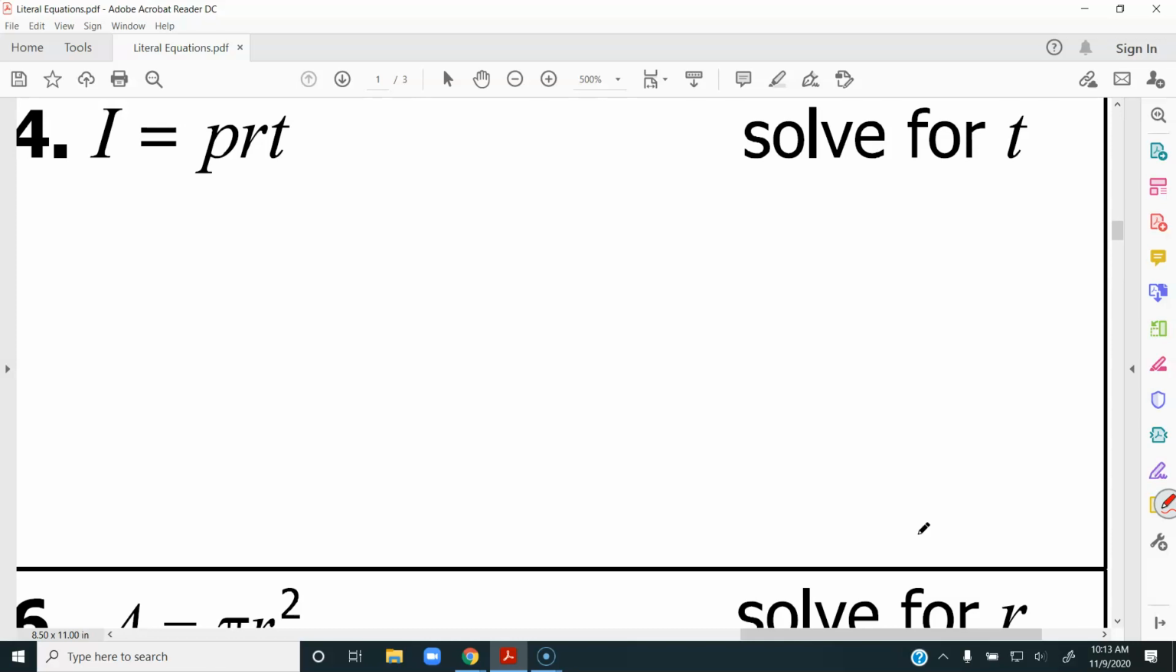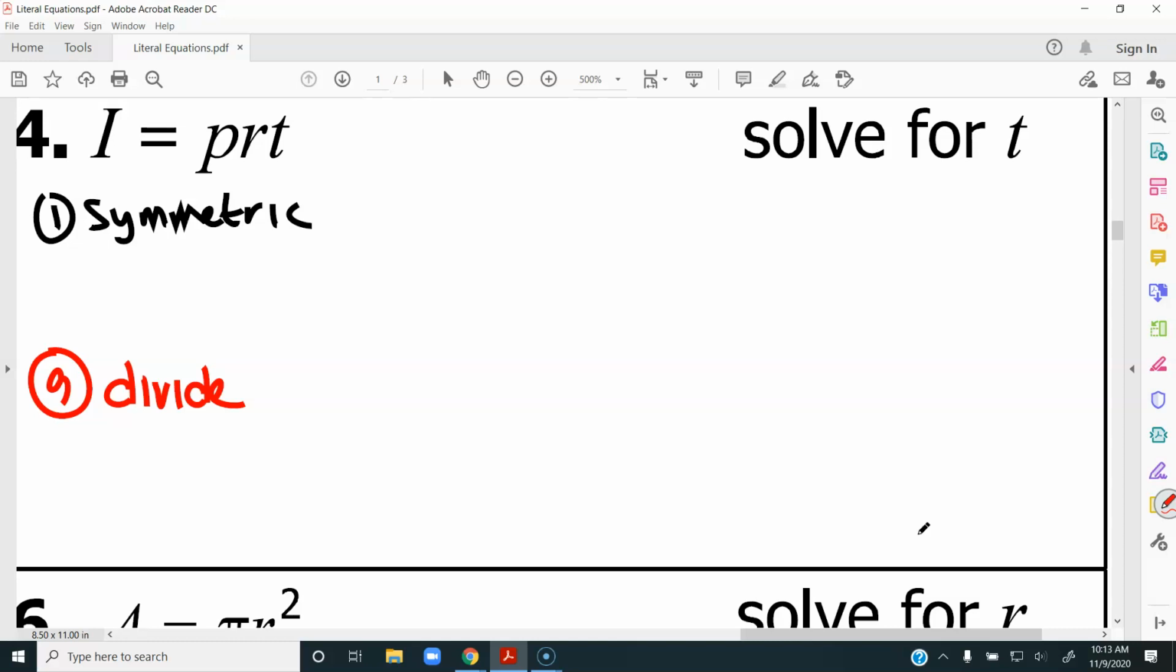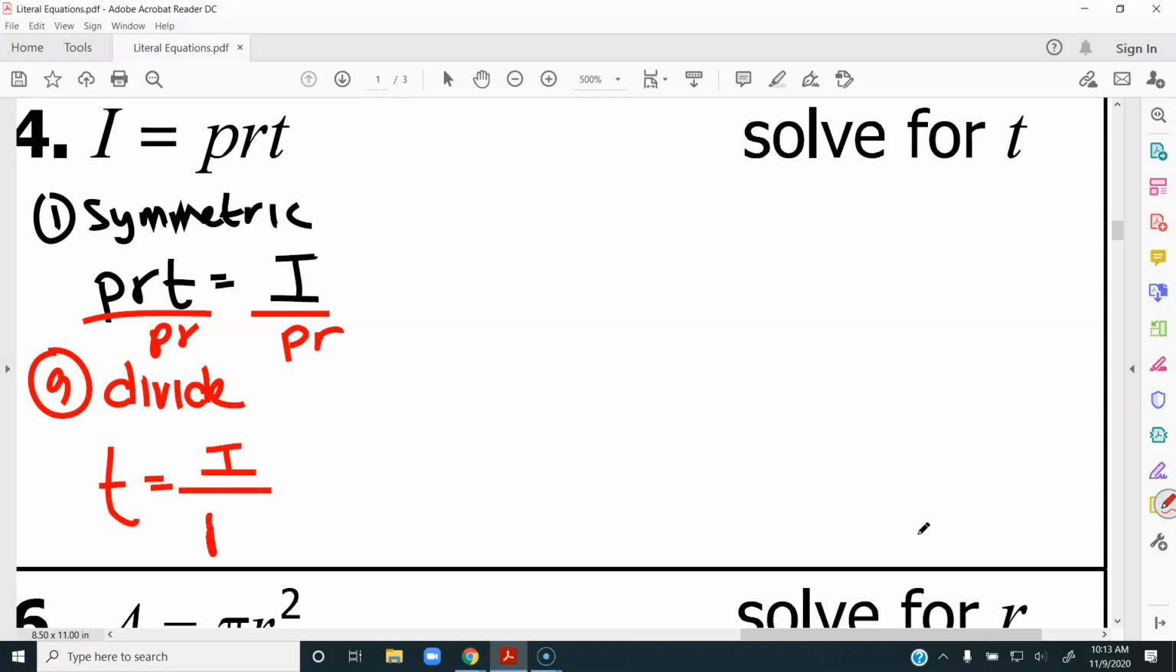Okay, number 4. Number 4 has the exact same principles to it. We are going to use the symmetric property. And then we're going to drop all the way to step number 9, and we're going to do division, or divide. So the symmetric property would just tell us to flip this thing around. And the second part is that we divide. And we're solving for the letter T, so we're going to divide it by PR. So T is equal to I divided by PR.